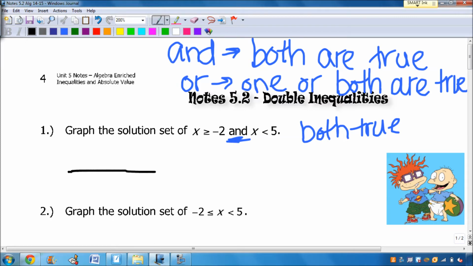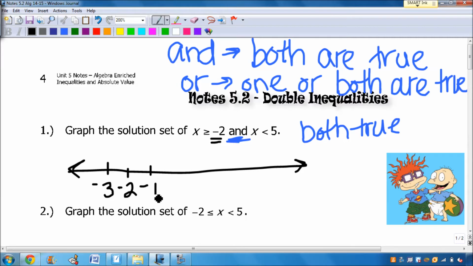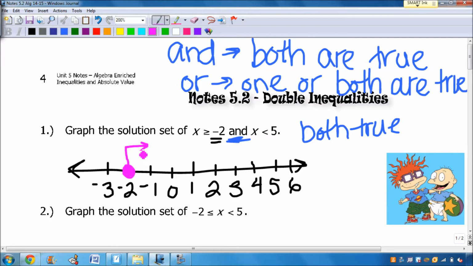So what you're going to do is draw your number line, okay? The lowest number I have is -2, so I'm going to go a little bit past -2 and start at -3. And then I'm going to go all the way up to my larger number, which is 5, but I'm going to go 1 past it, so I'm going to go to 6. Okay? And if x is greater than or equal to -2, then I'm going to shade in this piece right here, and I'm going to put an arrow on top.